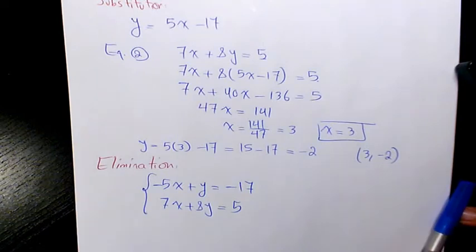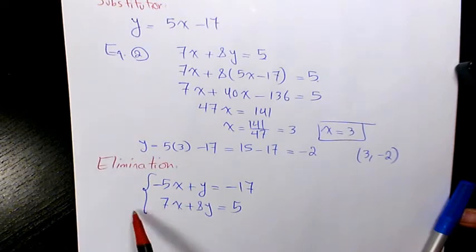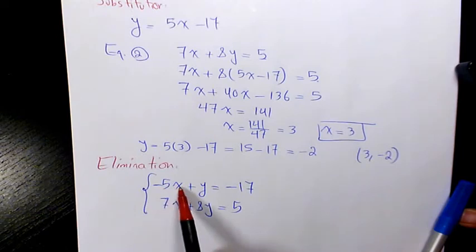If you want to eliminate y, I need to multiply the first equation by -8. So it's going to be -8y, and this one is going to be +8y. When you add them, it's going to cancel out. If you plan to eliminate x, you need to multiply the first equation by 7 and the second equation by 5. So it's going to be -35x, the second equation is going to be +35x, and when you add them, it's going to be 0.